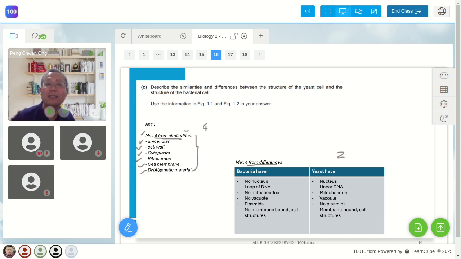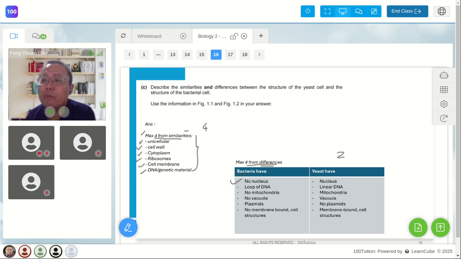So the differences are, bacteria have no nucleus. Yeast, yes, they have a nucleus. Actually, you can see from the diagram too. If you remember the diagram, the yeast, they have a nucleus. So that's what I'm saying.